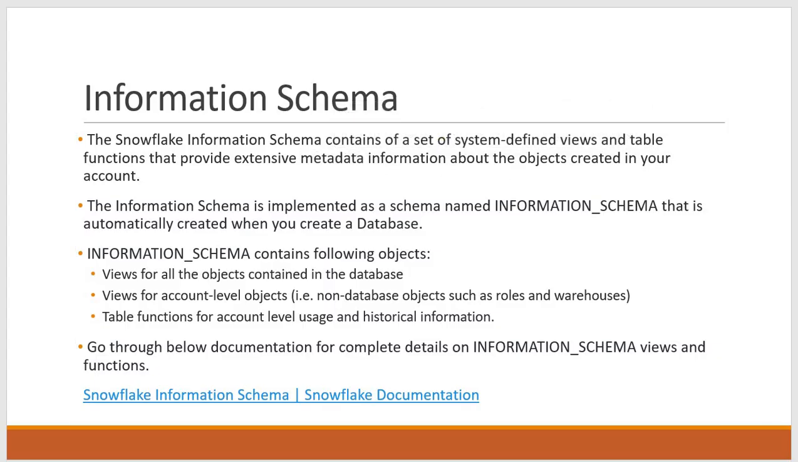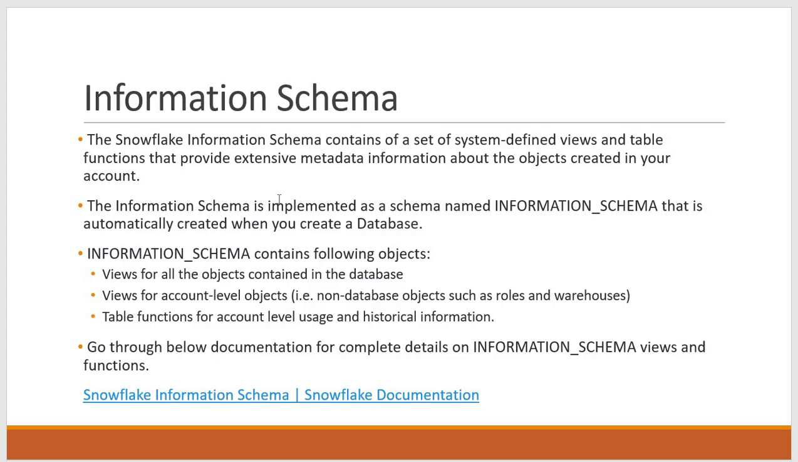So what is the metadata information of any object? Suppose table is the object. So what is the metadata of the table? Metadata means data about that object. If you take the table object, then what is the table name, in which database and which schema the table has been created, what is the type of the table, who is the owner of the table, when the table was created, when the table was last altered, what is the DDL. All this is the metadata of the table. So this information schema provides all this information for each and every object that is present in your account.